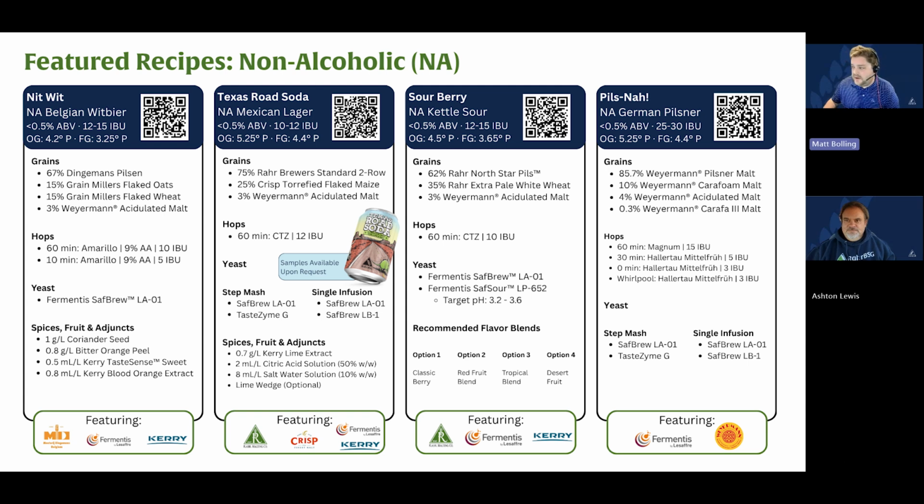But the sour berry one, this is one that we have 4 different options for people to experiment with. Another one that we got to work with Carrie on for developing our recommended dosages. So I'll let you jump into it, Ashton. But we've got 4 different blends. More information on the website about the specifics behind that. But a classic berry blend, a red fruit blend, a tropical blend, and a desert fruit blend that features, I believe, prickly pear flavoring. So this one's real fun.